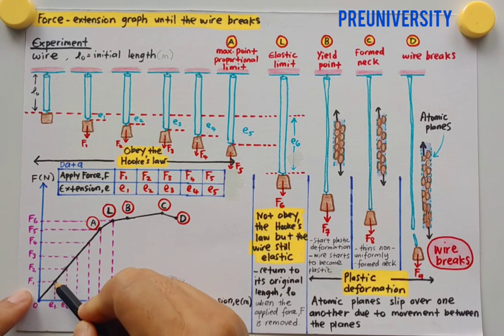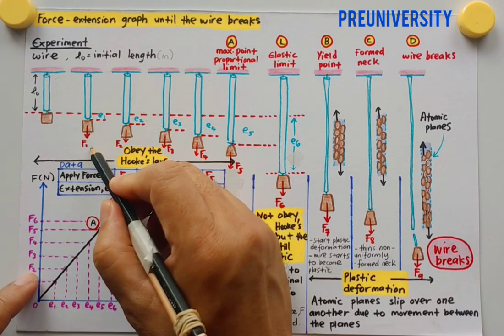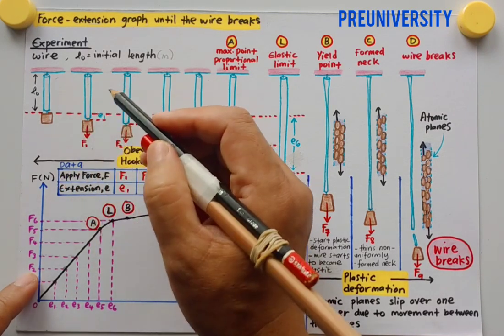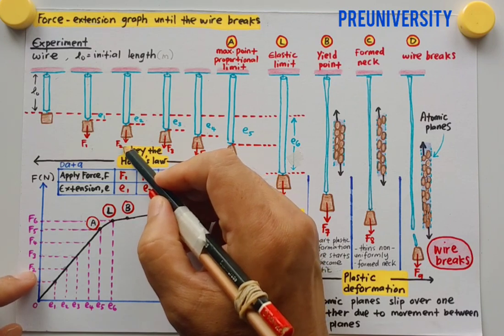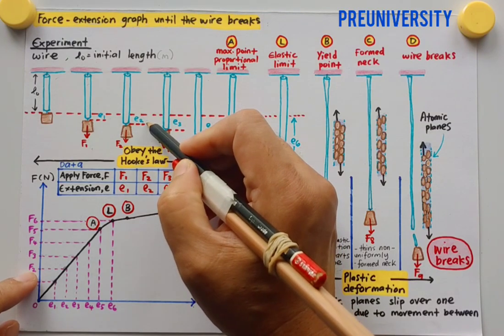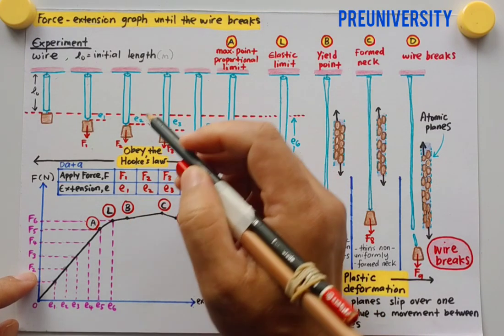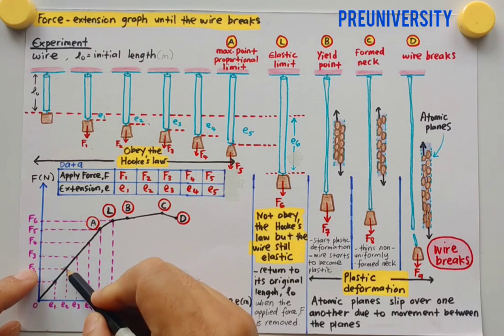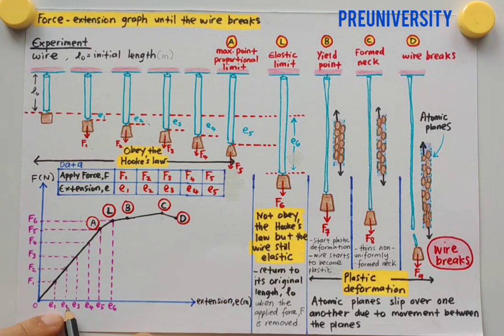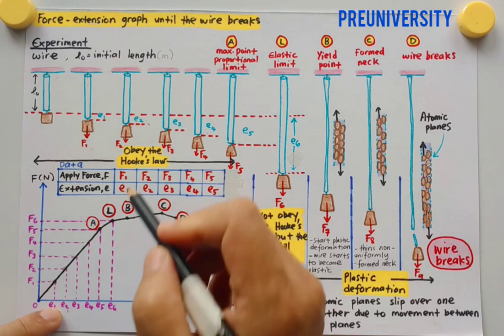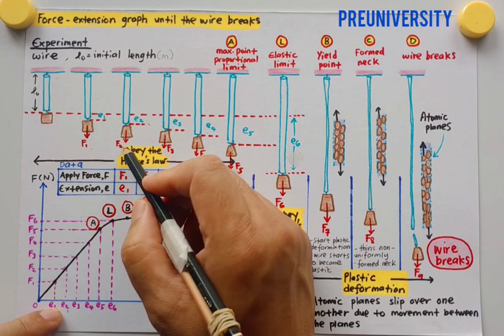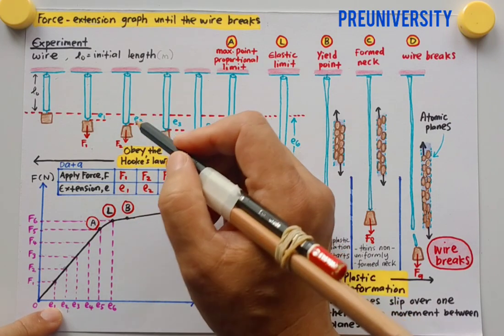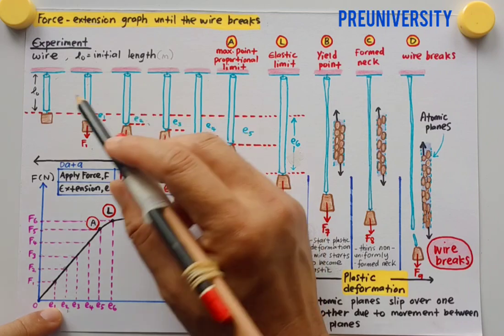So we have the first dot here, the first mark here, and then after that we remove the F1. Then what happened to the wire? The wire goes back to the initial length L0. Then we continue with the F2, we apply force F2, and then what happened to the wire? The wire extends by E2, and then we plot the graph for F2 and E2, and then we remove the F2. Then what happened to the wire? The wire goes back to the initial length L0.